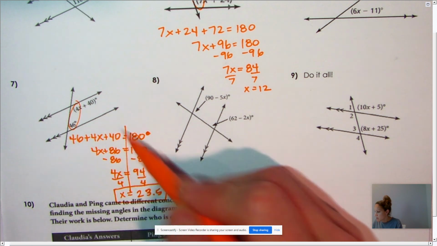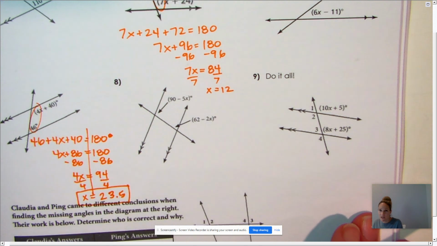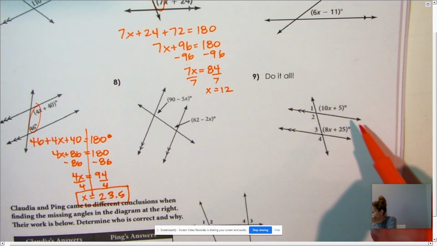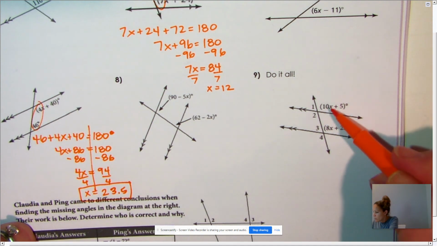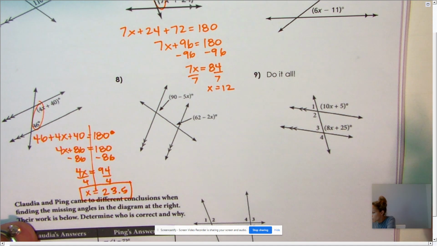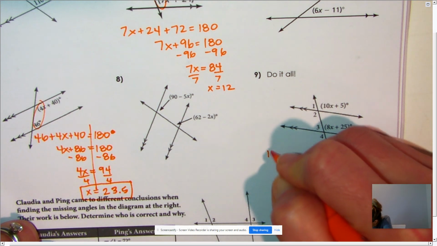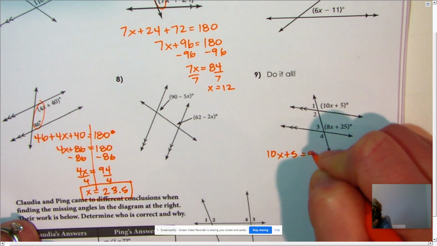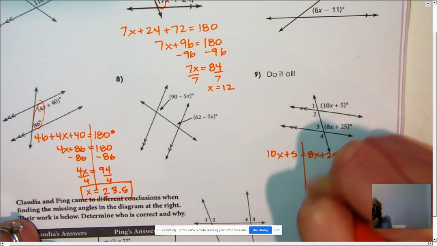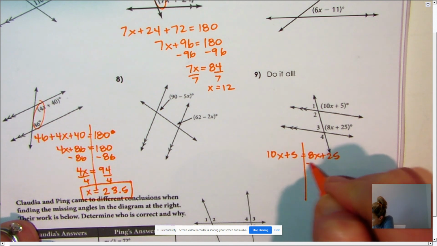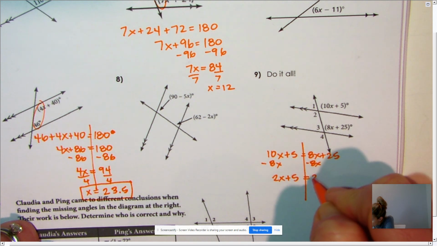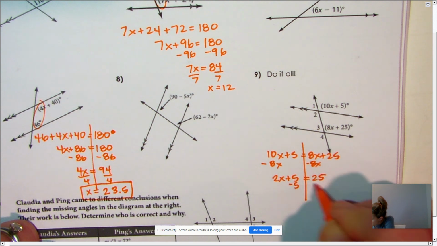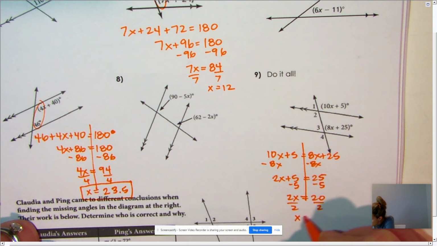Okay, question number 8, we're going to skip because that's an odd one. That problem is going to be very similar to this, where they are same side interior. Question number 9, it looks like we just have to find everything. So these two are corresponding, so we can set them equal to each other. So I have 10x plus 5 is equal to 8x plus 25. I'm going to solve for x. So I'm going to minus the 8x on both sides. So we get 2x plus 5 is equal to 25. Then I'm going to subtract the 5. So 2x is equal to 20. Divide by 2. So x is equal to 10.